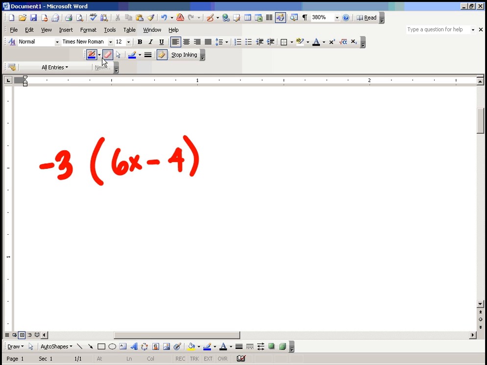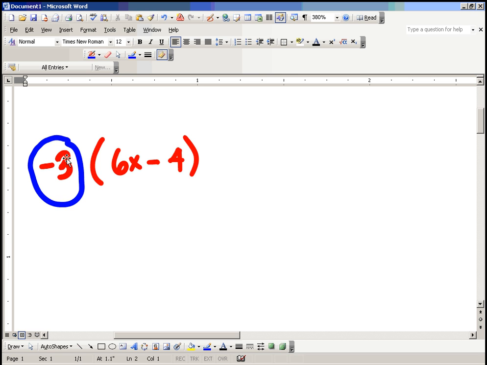Now, here's what I will do first. I will look at the inside of the parentheses and I'll see that there's nothing in here that I can combine. There are no like terms inside the parentheses. That tells me then that I must go ahead and distribute this number that is on the outside, okay? This particular number right here, which is -3.